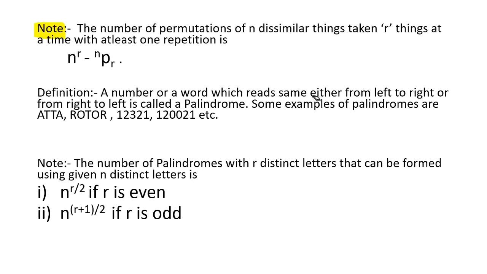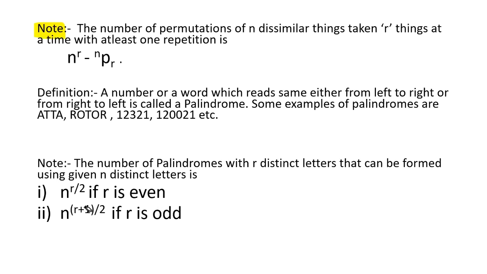Next, we have looked into the definition of palindrome. And then we have this formula for writing down the palindromes. The number of palindromes of length r is going to be n raised to r upon 2 when r is an even number. And the number of palindromes of length r is equal to n raised to r plus 1 upon 2 when r is an odd number. Depending upon the length of the palindrome, we will choose these formulas.